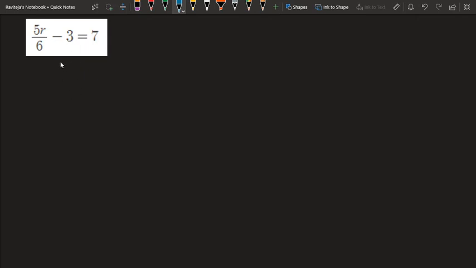So the first step we should do is just to use the addition or subtraction operation. In this case, it's the addition operation. So we can add 3 to both sides. These 3's cancel, and then we're left with 5r over 6 equals 10.